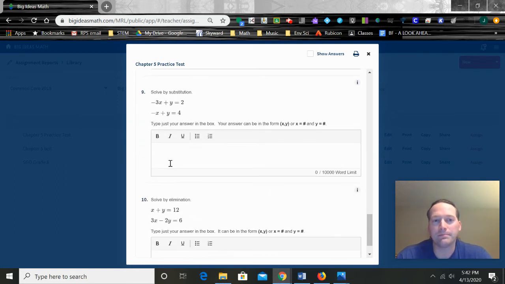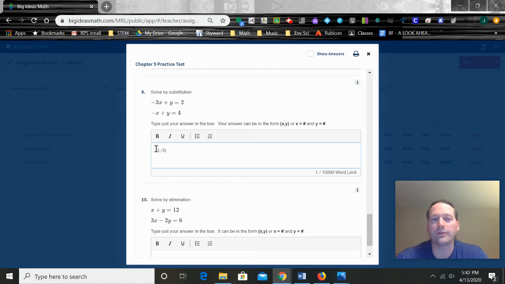Then as you get further down, again, this one says solve by substitution. Again, this is a question I created. When you look at it, it says your answer can be in the form of x comma y, or x equals a number and y equals a number. So let's say x is 1 and y is -3. I'm making this up. It doesn't work for this. So you could either put it like this, x is 1, y is -3.